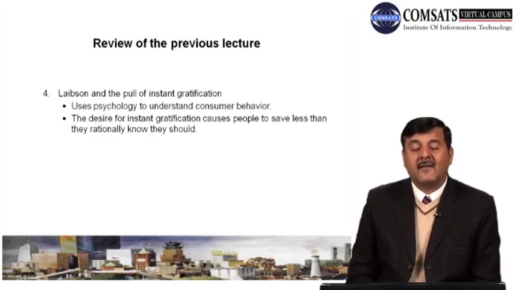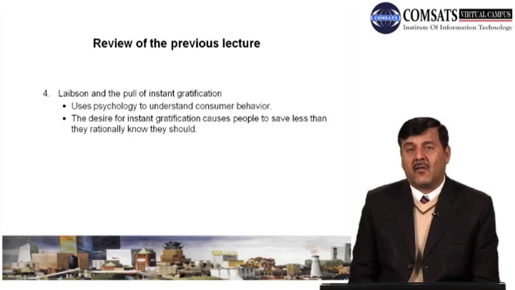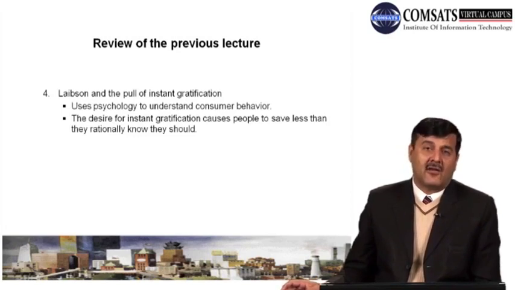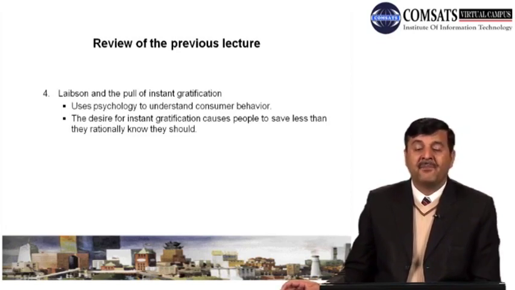He said that the desire for instant gratification causes people to save less than they rationally know they should save, right? So normally they save less because they want to satisfy their desires instantly. So they save less as compared to when they act as a rational consumer, as a rational individual. So this was all about the previous class.